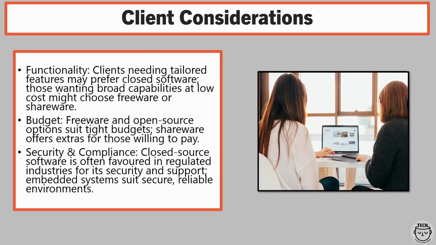Now, when you're thinking about the client, so that's the last part of the specification we saw, what would be more appropriate to use when? Clients might need closed software for a specific feature they need, but they might not have the budget for closed software, so they might look for freeware or shareware. Again, going to budget, we've got freeware and open source for a tight budget. But if they're worried about security or compliance, then maybe closed source would make more sense. If they want to tailor things to functionality, we might think open source. So there's no right or wrong answer. It purely depends on what the client needs.